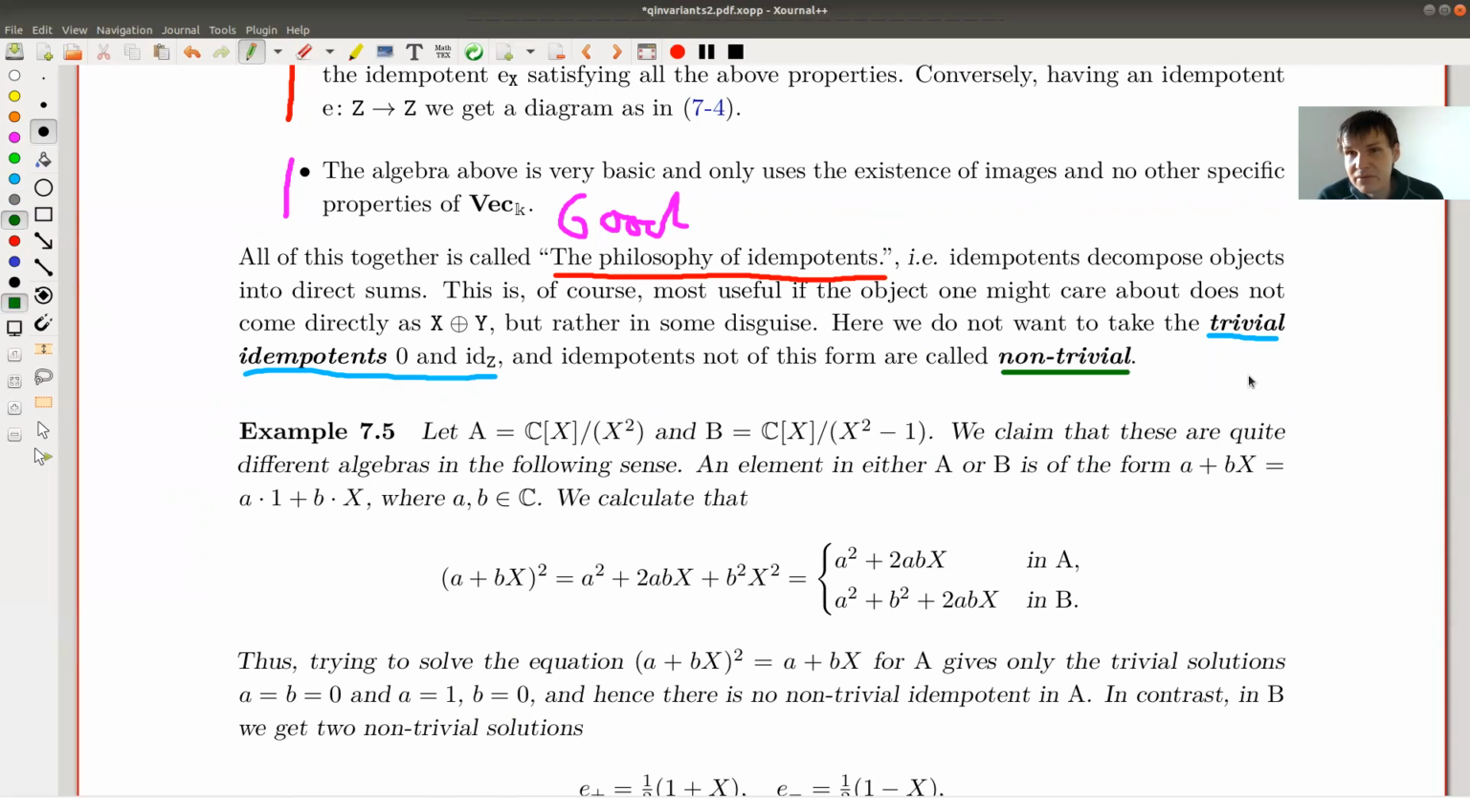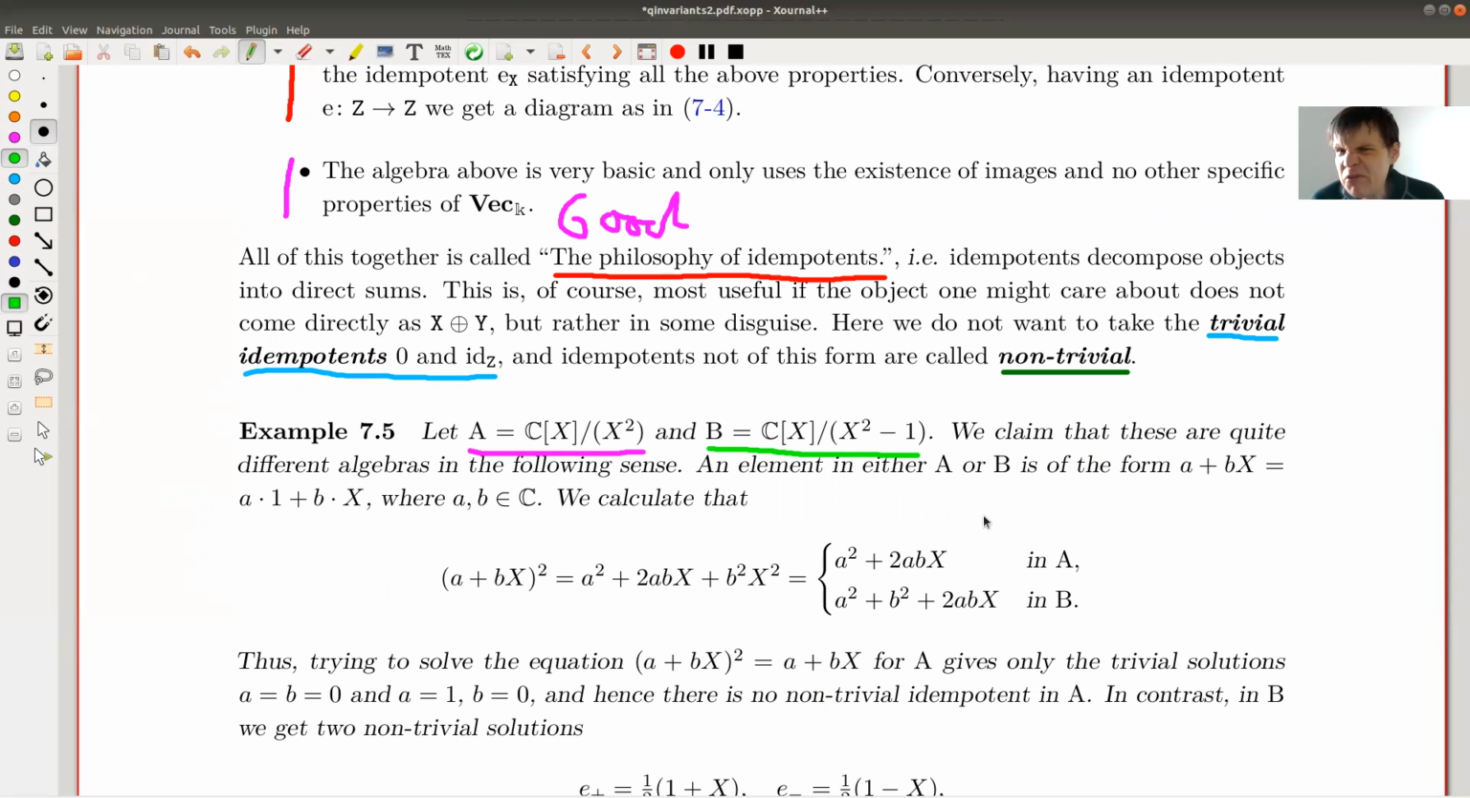Let me give you an example where this is really not trivial, because in this case, the corresponding Z doesn't come as X plus Y. So it's a hidden X plus Y. Okay, so I take my two algebras here. So A, and the green one B, and they look very similar. It's Z[x] mod x squared, or it's C[x] mod x squared minus 1.